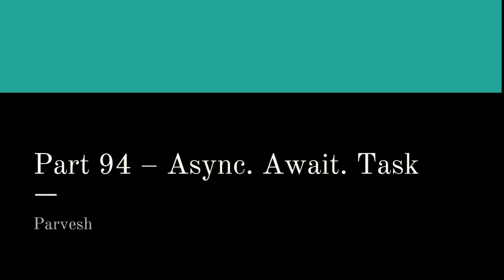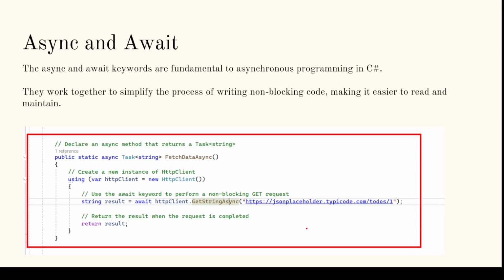In this video, we will continue our discussion on asynchronous programming and we will learn more about async, await and task keywords. In the last couple of videos, we have seen async and await keywords. Async and await keywords are fundamental to asynchronous programming in C#. They work together to simplify the process of writing non-blocking code, making it easier to read and maintain. We can write non-blocking code using threads also, but using async and await makes our code more readable and more maintainable.